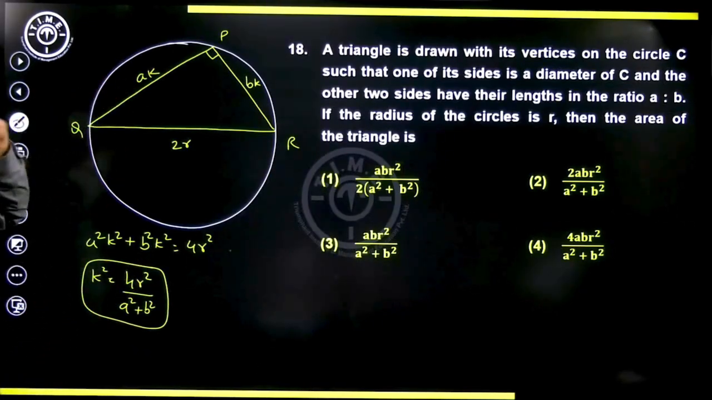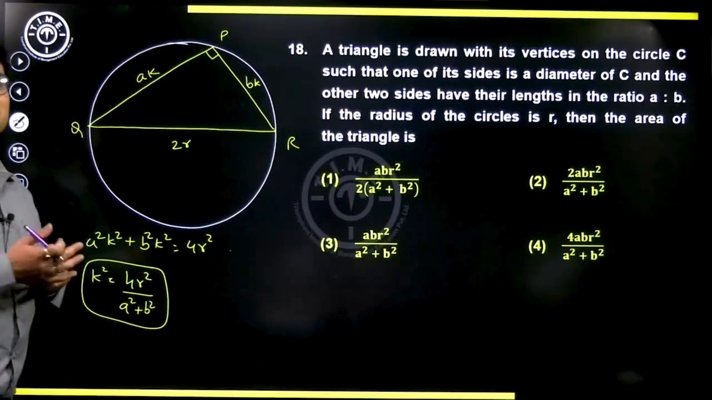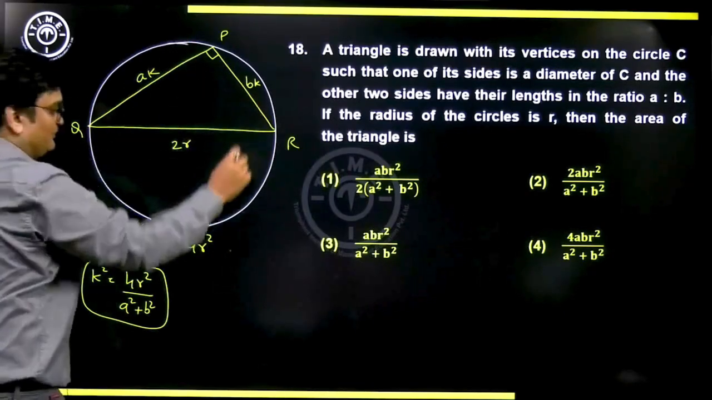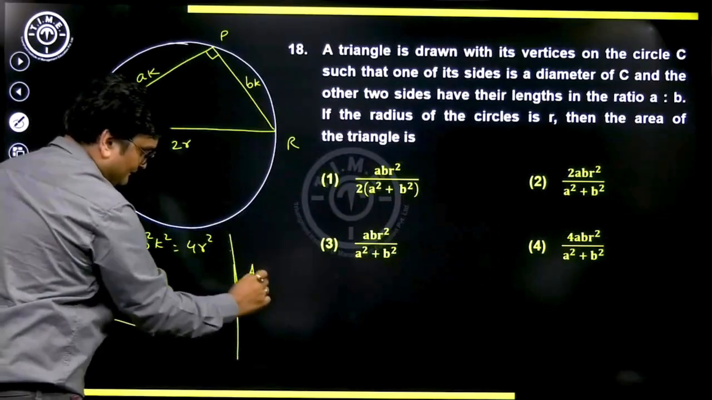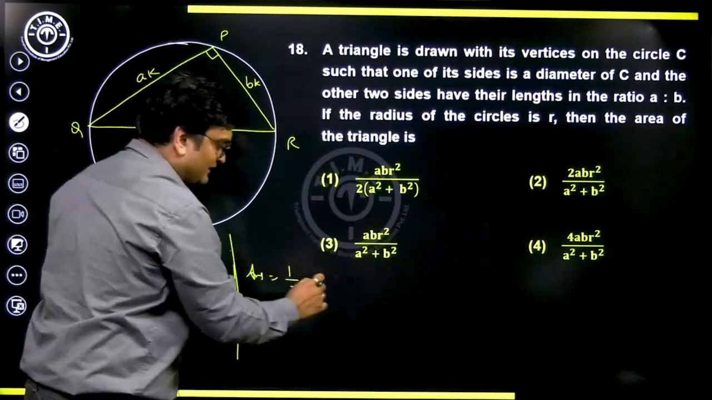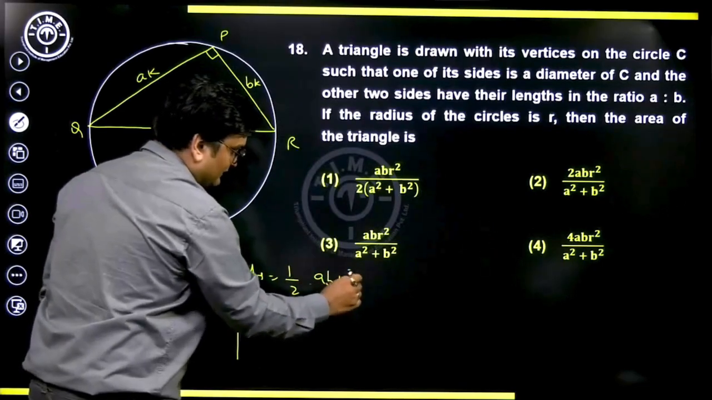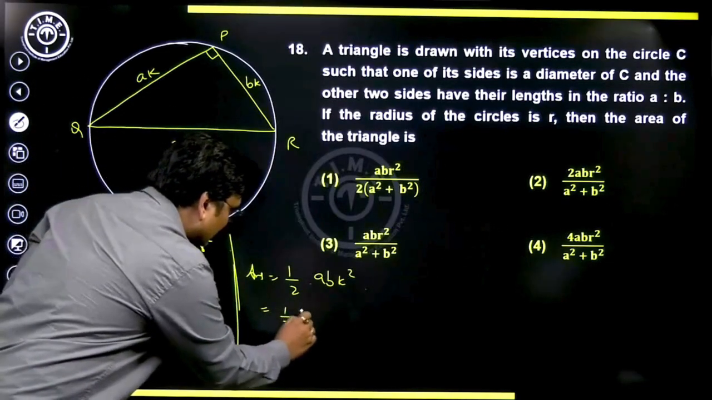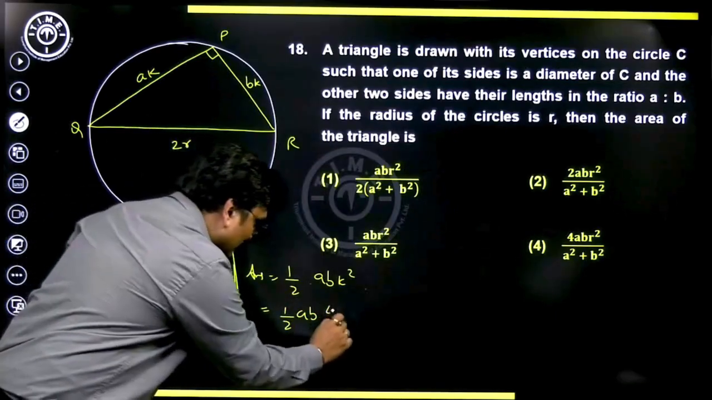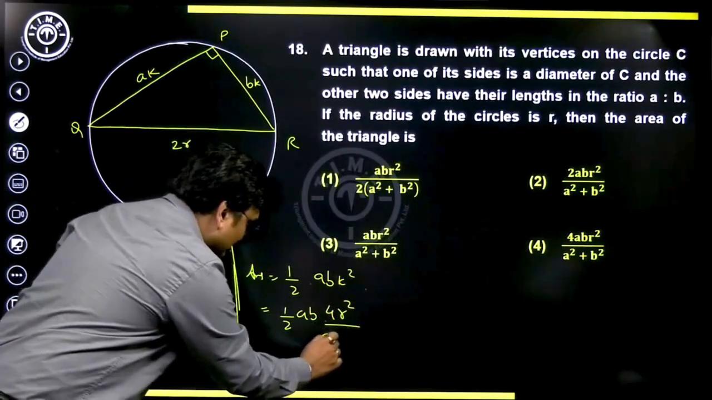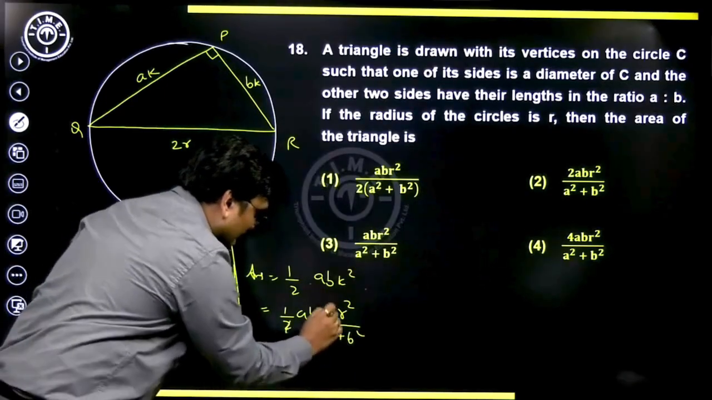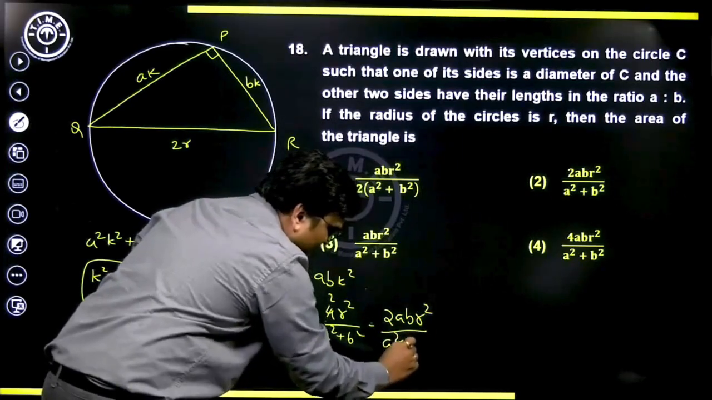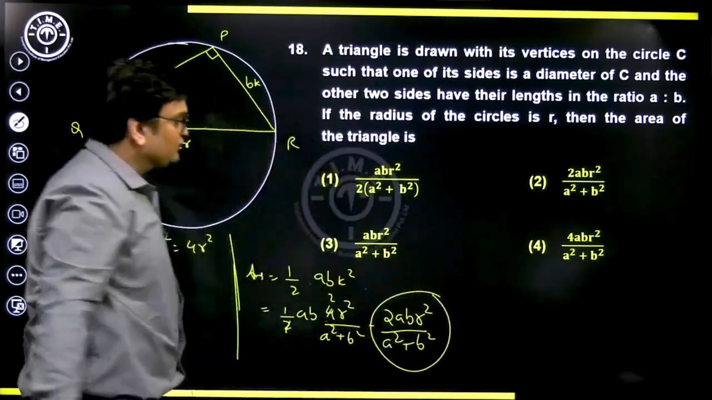Next, he is asking us for the area. What is the area of this triangle? Can I say the right angle triangle area is half into the product of the perpendicular sides, which is AK into BK. And thus can I say my answer will be half AK into BK, which is AB K square. And how much is K square? We just now got it. So it will be equal to half AB into K square, which is 4R square by A square plus B square. When you solve this, you get 2ABR square by A square plus B square. This is what our answer should look like.